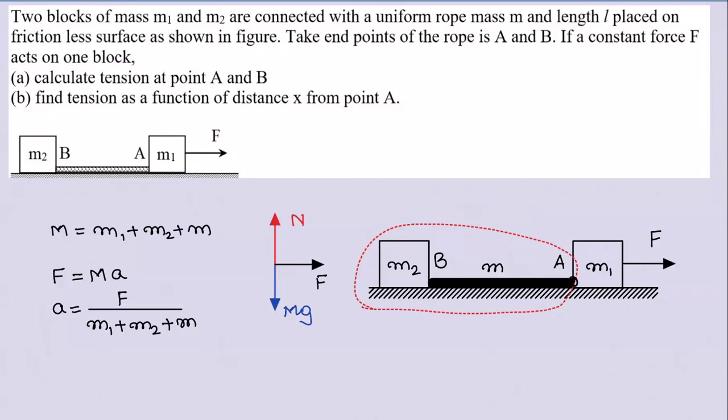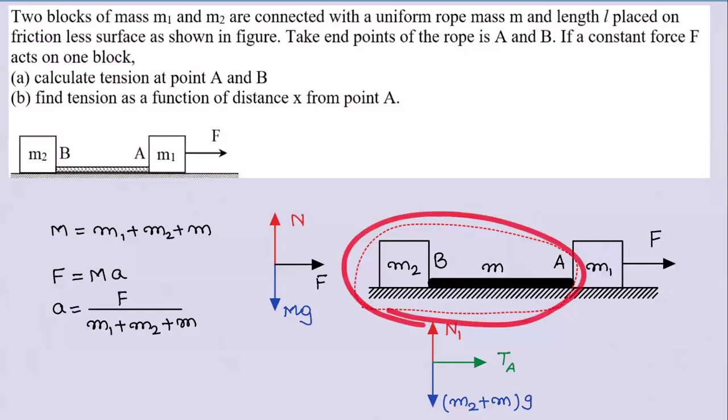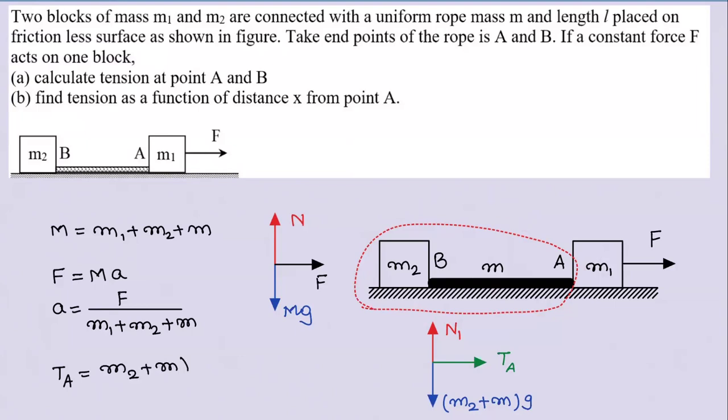If I take the point A, what is the force acting on it? Definitely tension T. If I write the free body diagram of this m2 and m: downward, m2 plus m into g, upward, normal force. Remember, this normal force is the sum of the normal force acting on the rope and m2, so let us call it n1. And what force is pulling it forward? Tension at A, TA. If I write Newton's second law for this system, net force is equal to mass into acceleration. So TA is equal to (m2 plus m) into a.